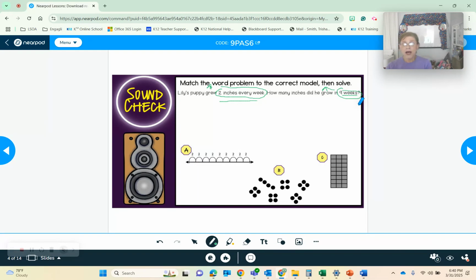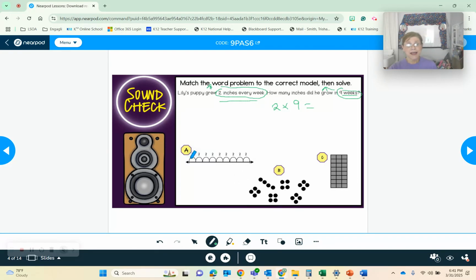So we know our problem. How are we going to solve this? We have 2 and 9. So those are our two numbers. What operation are we going to do? Are we adding or subtracting? Adding or multiplying? We are multiplying. So either way, we're going to multiply to get our answer. But there were 2 different parts that we needed to do. We had to correctly identify the model and then solve. So we know our problem is 2 times 9. Which model correctly identifies 2 times 9?